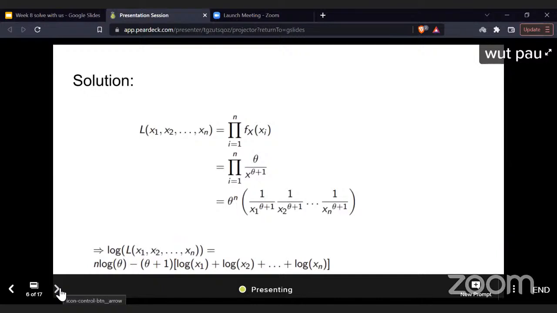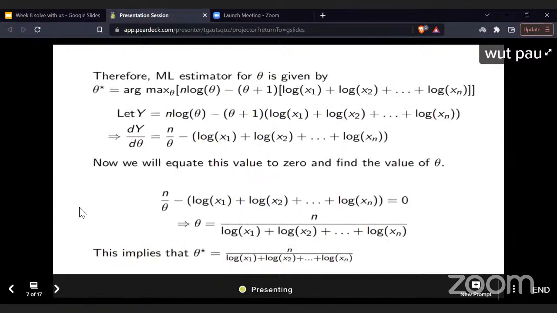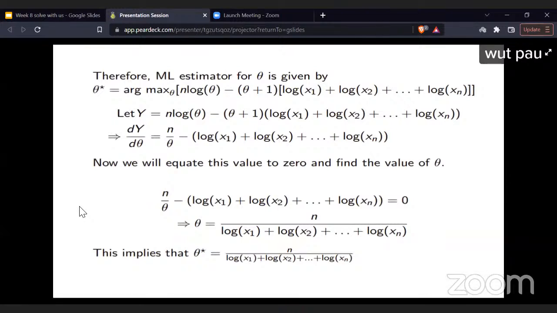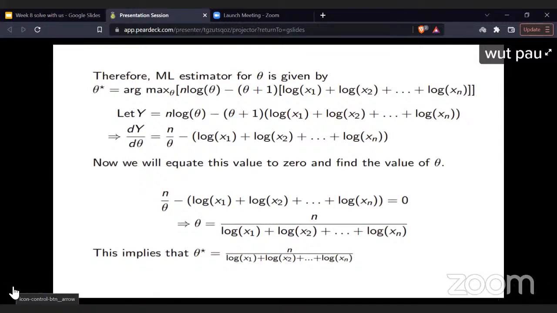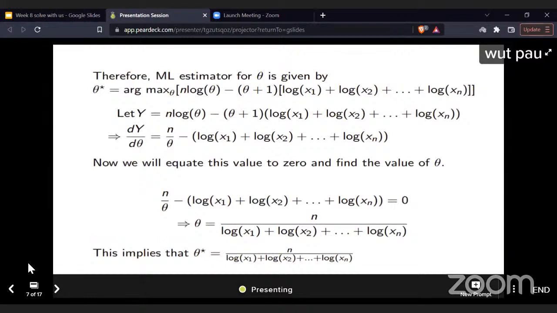So we found the log likelihood. Then what exactly do we have to find? We have to find such theta that maximizes the likelihood function. Now, what you have to do is differentiate, right? You have studied that in maths 1 or 2, I guess. You know the differentiation. You know how to differentiate?